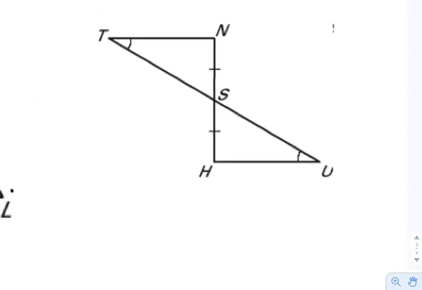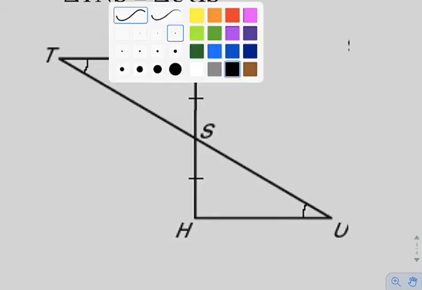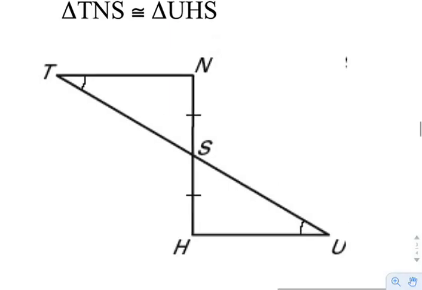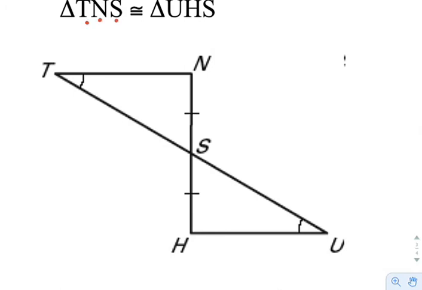The last one? Oh, this is the last one. All right, let's go. So again, let's first check our statement, TNS. So T to the rightish looking angle down to S. UHS, that's going to be the same. So this is okay as written. Let's just see if we have the information now.